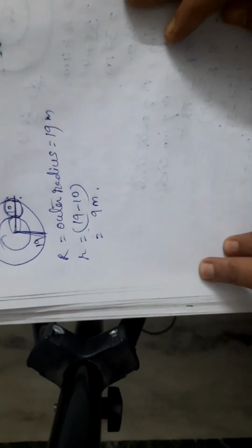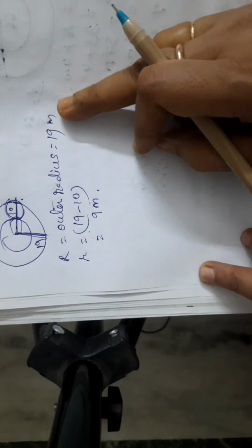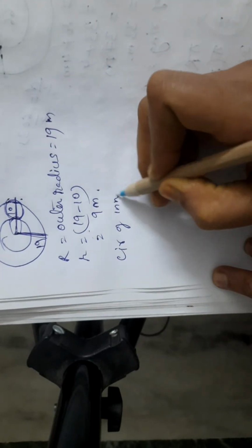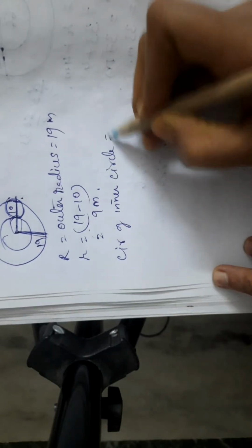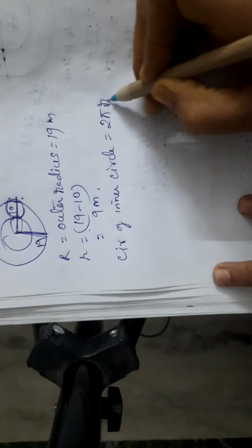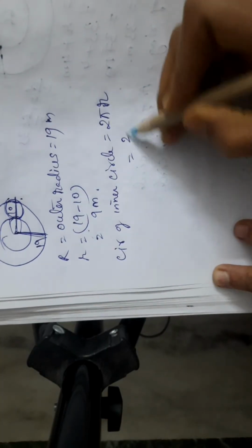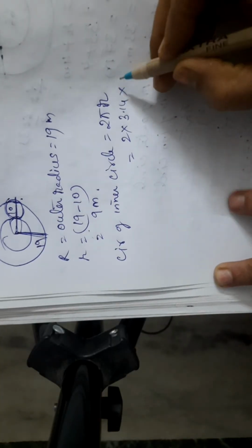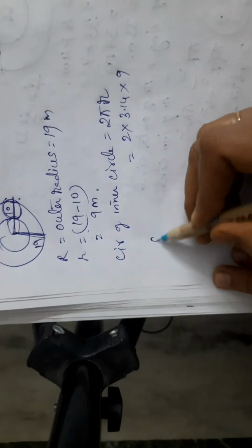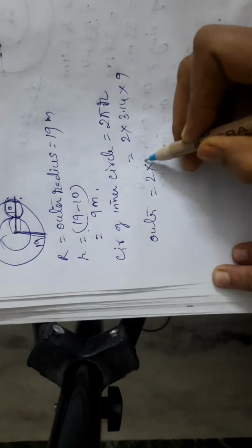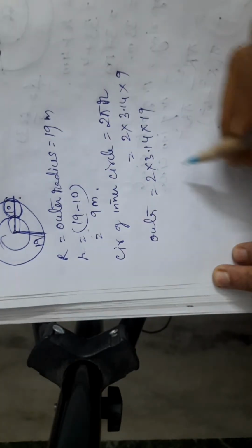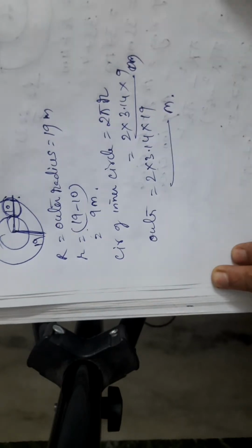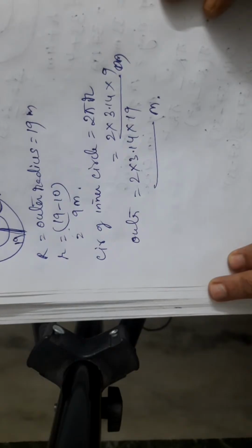We need to find circumference. So we got both the radius. Simply circumference is to be calculated. So this is the circumference of inner circle, 2 pi small r. For outer circle, it will be 2 pi capital R. Pi we need to take 3.14. So radius is 9 for inner one, and for outer the radius will be 19. Complete the calculation. As we are calculating circumference, we'll put unit as meter.